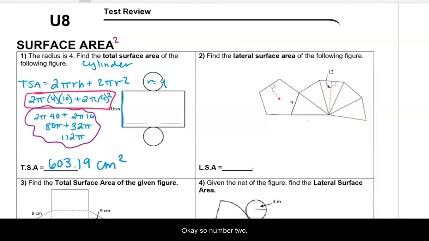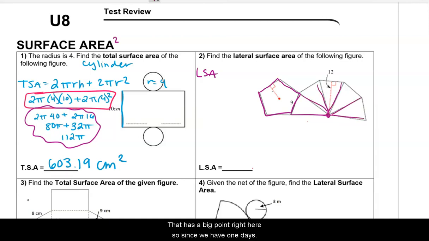Okay, so number 2, find the lateral surface area. So we're looking for LSA of this figure. Now, notice how this pentagon here is our base. And then we have all these triangles that have a big point right here. So since we have one base, this is a pyramid. And the exact type of pyramid, this is a pentagonal pyramid.